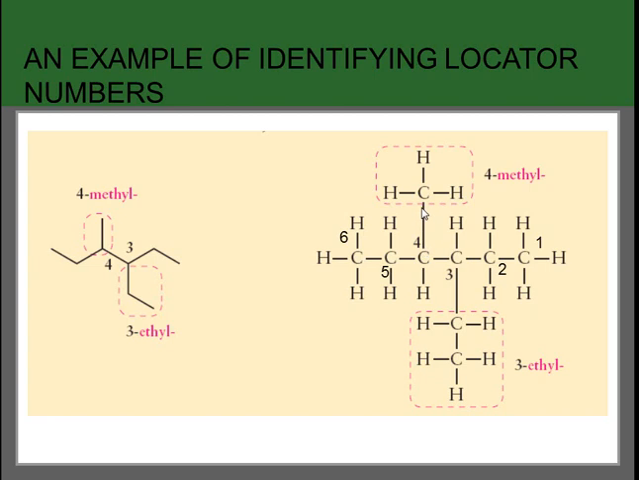This is a 4-methyl group. It's on the 4th carbon. It's a 1-carbon group. We label it 4-methyl. 4 is the locator number. Methyl is the identity of the substituent. This is 3-ethyl down here.